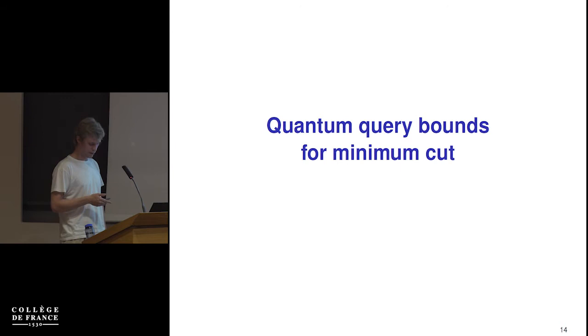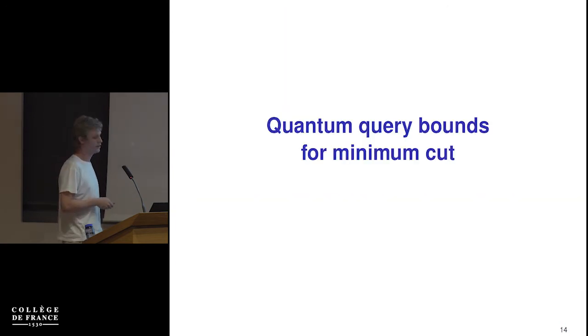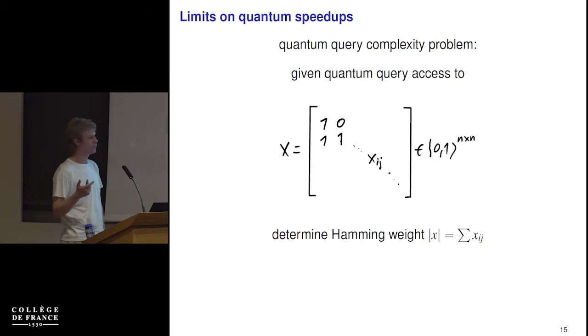So building a bit further on these types of lower bounds and so on, let me give some intuition, some quantum query bounds for this problem of minimum cut. So we already saw one sort of query complexity problem, which is evaluating the OR function of an input x. Here we consider a slightly different one. We're given an n by n matrix, a Boolean matrix, a 0-1 matrix, and we want to determine the number of ones in this matrix, or basically the Hamming weight of the matrix X.